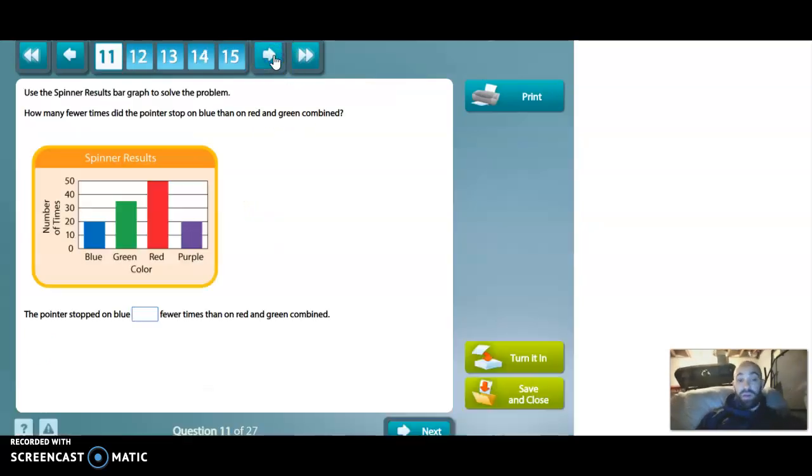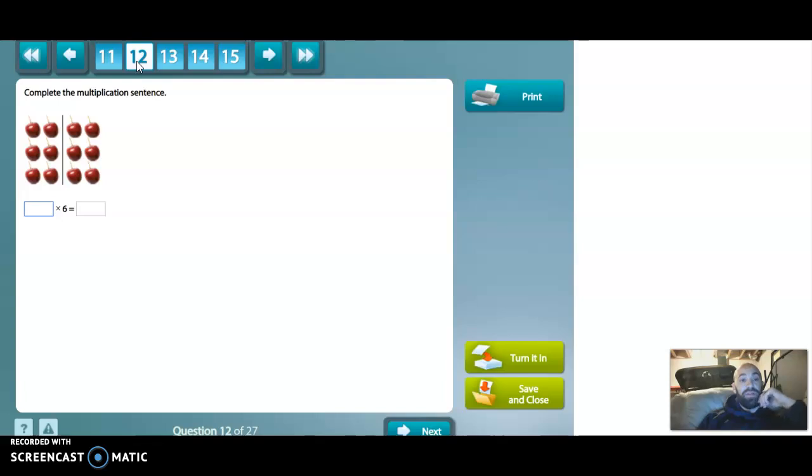Number 11, we're in our graphing part of the test, obviously. Use the spinner results in the bar graph to solve the problem. How many fewer times did the pointer stop on blue than on red and green combined? How many fewer times on blue than red and green combined? Number 12, multiplication sentence. Blank times 6 equals. So what is the multiplication fact shown in that one?